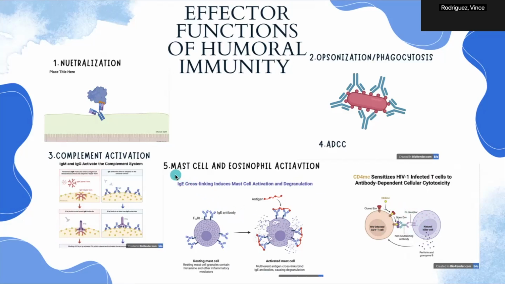Finally, for the last one, mast cell and eosinophil activation, IgE will bind to the mast cell or eosinophil. The antigens will then get cross-linked in IgE, which will release mediators. This is essential for parasite and allergy defense.